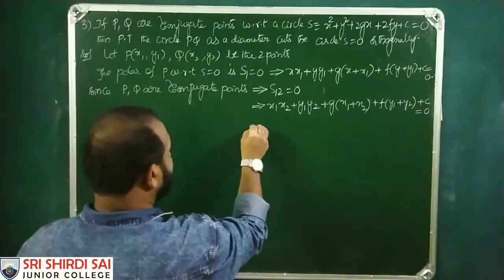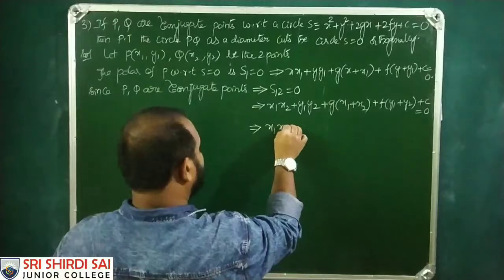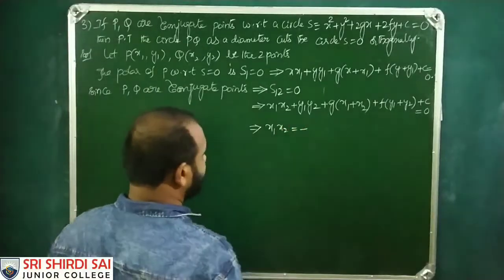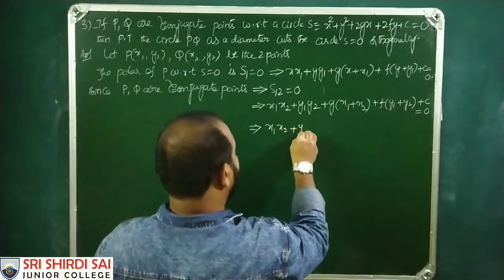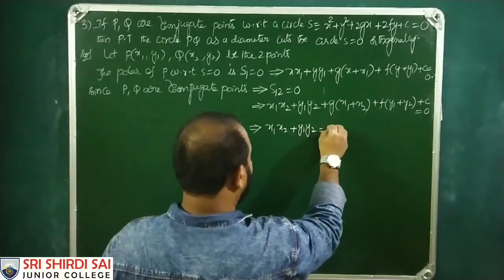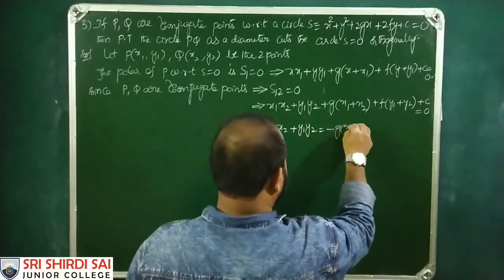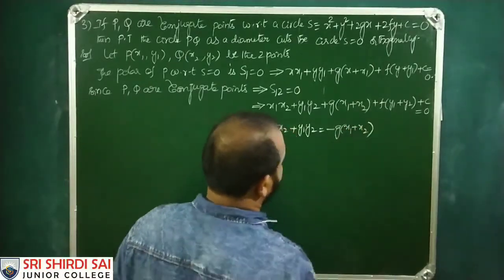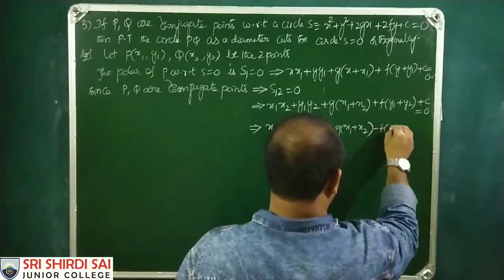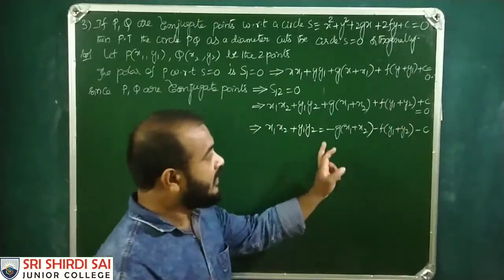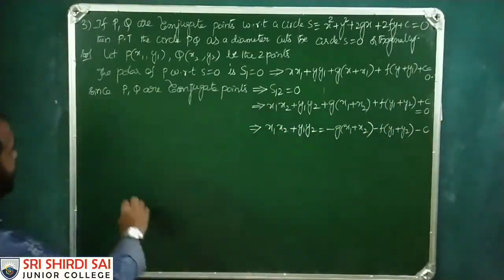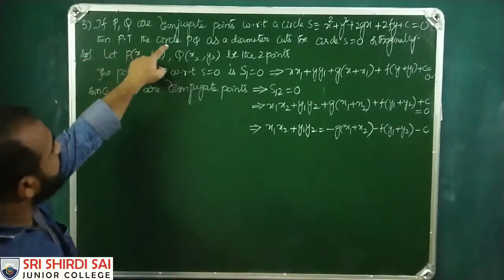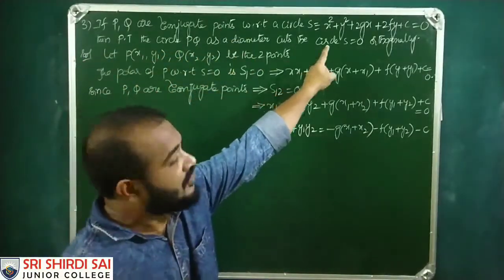From this, x1 x2 plus y1 y2 is equal to minus g into (x1 plus x2) minus f into (y1 plus y2) minus c, if I transpose these terms onto the RHS. Now, prove that the circle with PQ as the diameter cuts the circle.